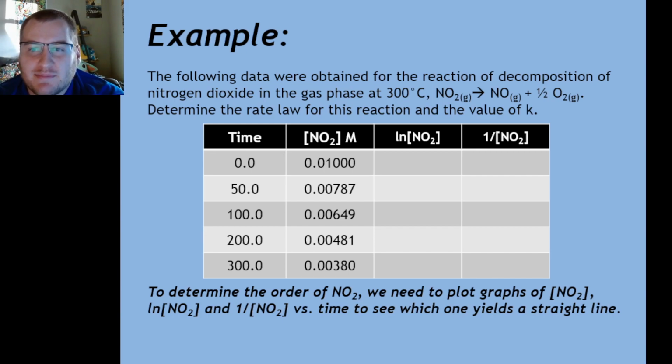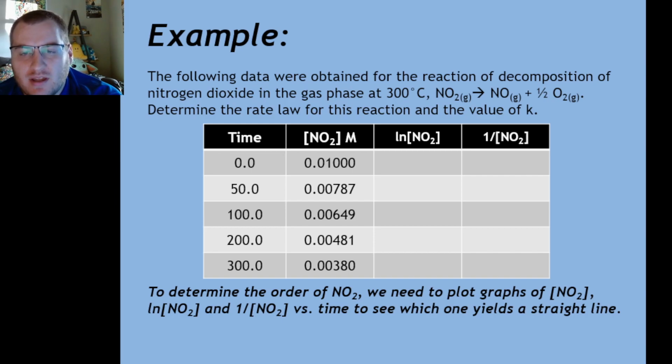The following data was obtained for the decomposition of nitrogen dioxide in the gas phase at 300 Celsius. That doesn't matter, let's just look at our formula. NO2 becomes NO and half a mole of O2. Determine the rate law for this reaction and the value of K. The reaction, the temperature, the gas phase, none of that matters. We're just looking at this data here.